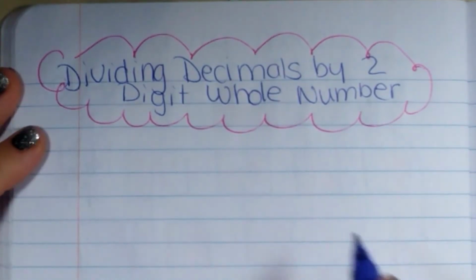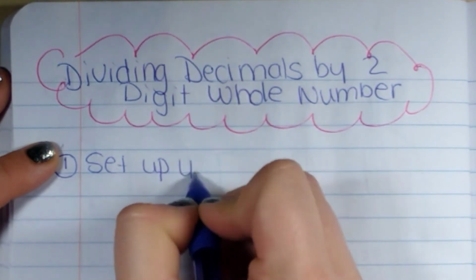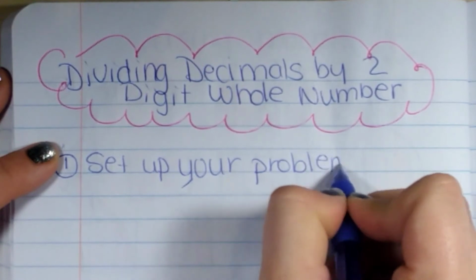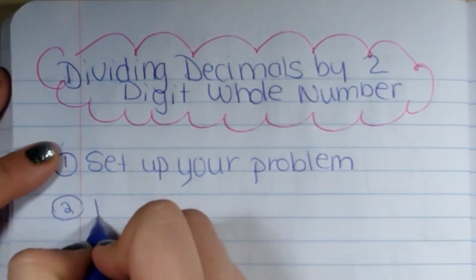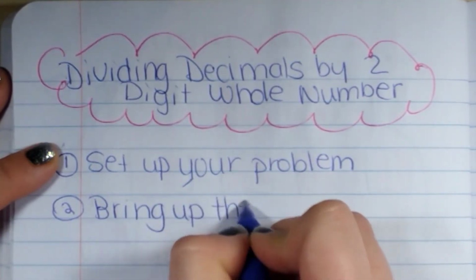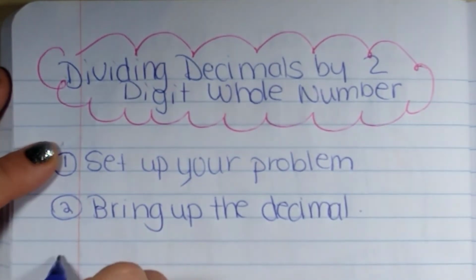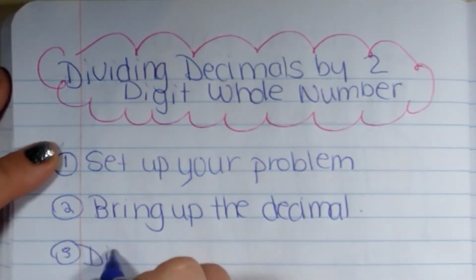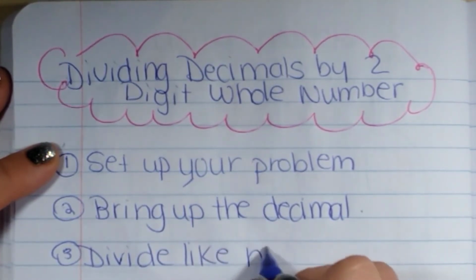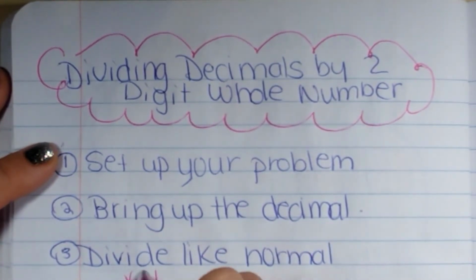Okay, so the first step is we're going to set up our problem. We're going to bring up the decimal. That's one of the biggest parts. Bring up the decimal. Then we're going to divide like normal. But I want to mark that there are no remainders.